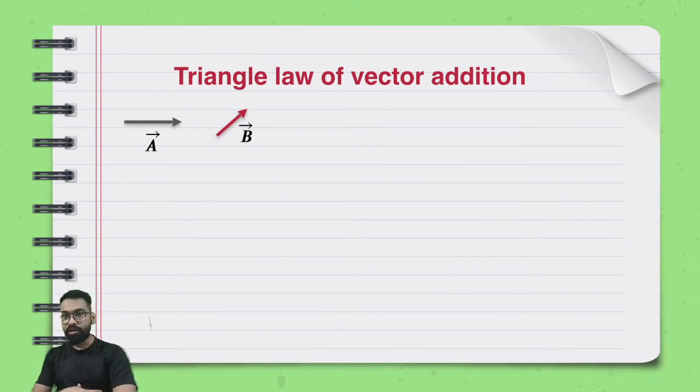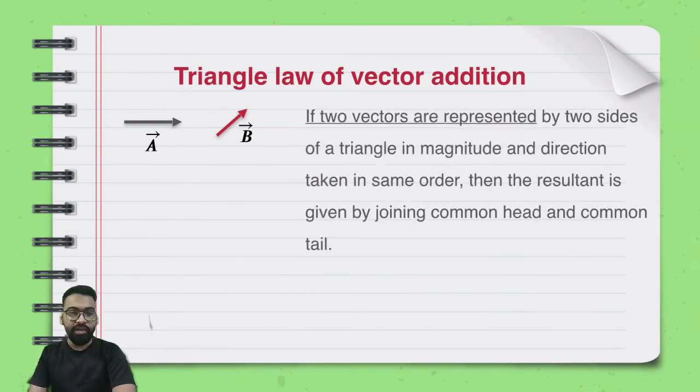So what exactly does the triangle law tell us? It tells us that if two vectors are represented. Now why have I underlined only this part? Because right now I can just see these two vectors. There is a part of the definition, or the part of the law, that comes in later. Let's talk about that in the next slide. Right now we are just considering that there are two vectors represented. We're calling them vector A and vector B.